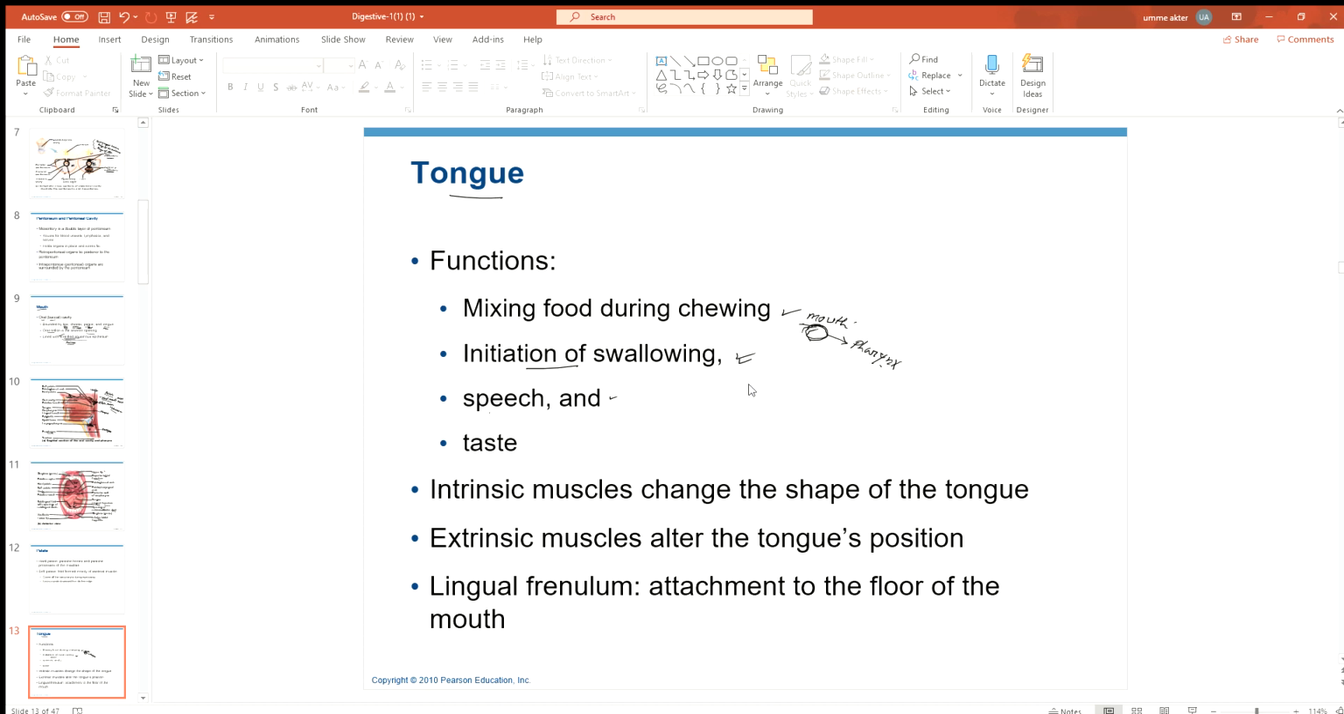Speech, we all know that the tongue helps in speech production, and taste. In the tongue, you have taste receptors, taste buds, and the taste buds have the receptors, taste receptors. Taste receptors help you to taste the food. Okay.